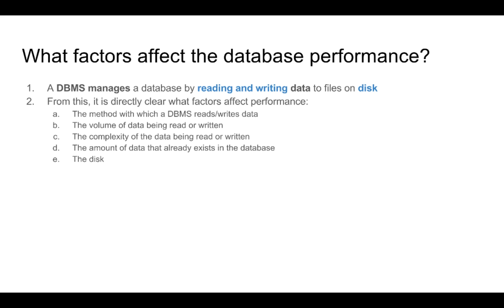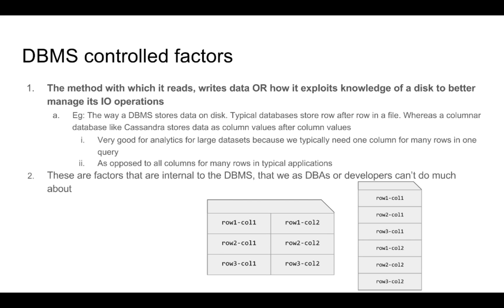But again, this is a very complex topic. There are some cases where hard drives might actually give better performance than an SSD for a particular kind of queries to a database. But broadly, this is how disk can impact the performance of a database. If you think about the DBMS as a software, the DBMS can internally control a few factors that affect performance. So for example, the method with which it is reading or writing data will have a direct impact on performance.